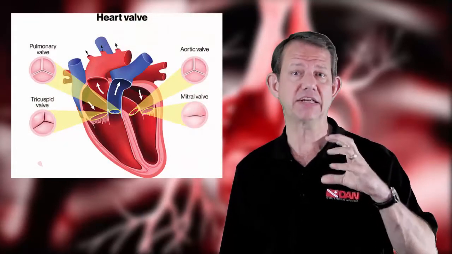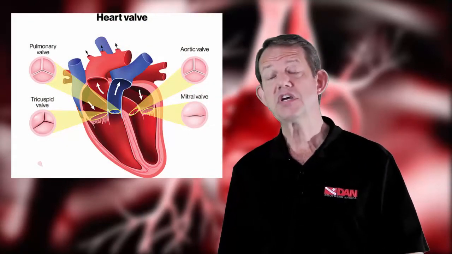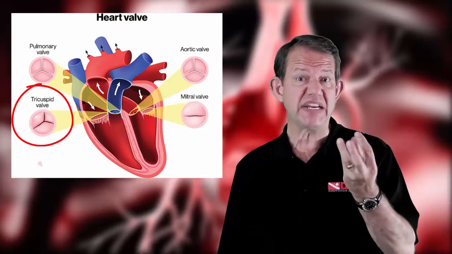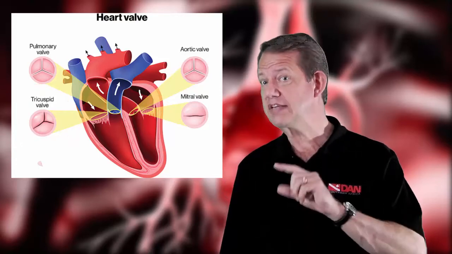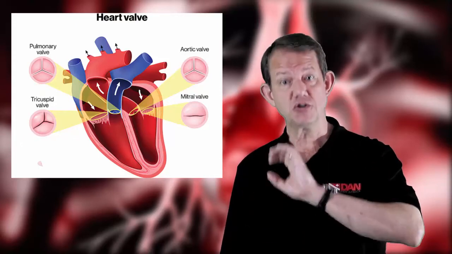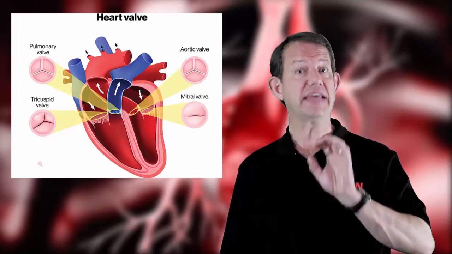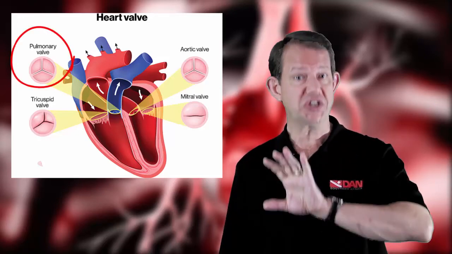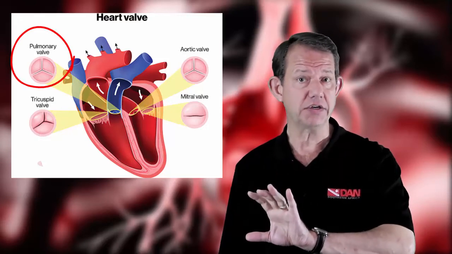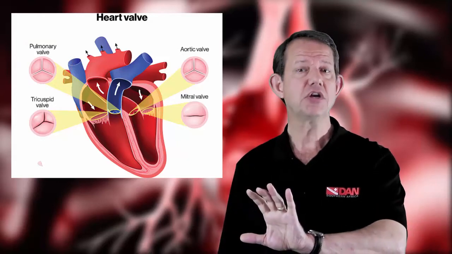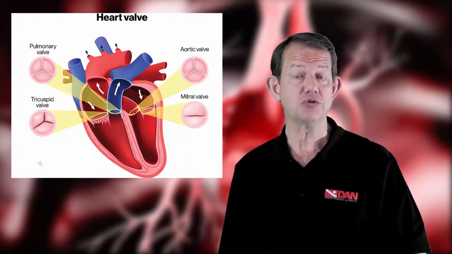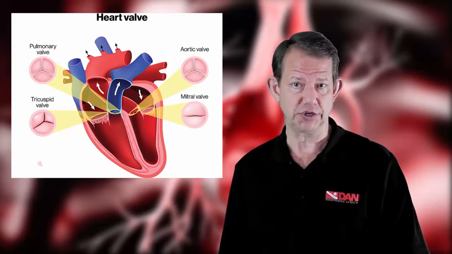Now, the heart has 4 main valves that essentially facilitate the pumping activity of the heart. There is the tricuspid, which means 3-leafed valve, which is between the right atrium and the right ventricle, from where blood goes to the lungs. And then there's the pulmonary valve, which is a second valve on that side of the heart, which then allows blood to move out of the heart towards the pulmonary circulation.